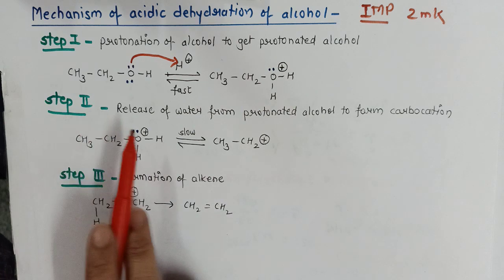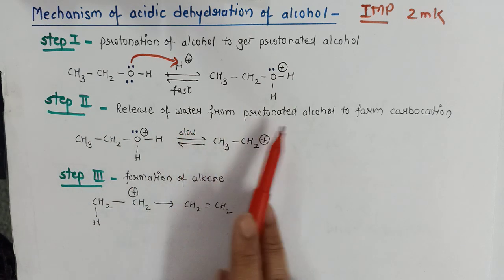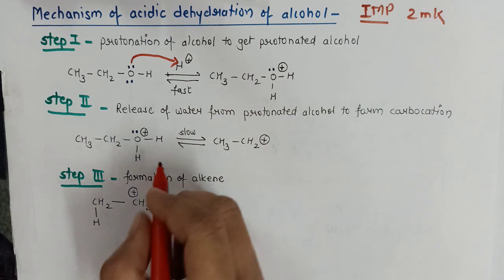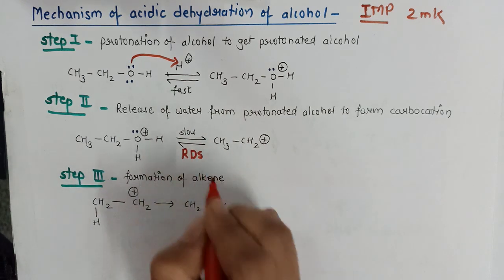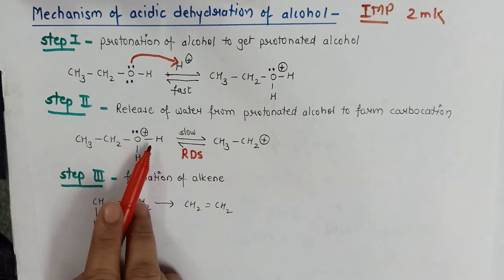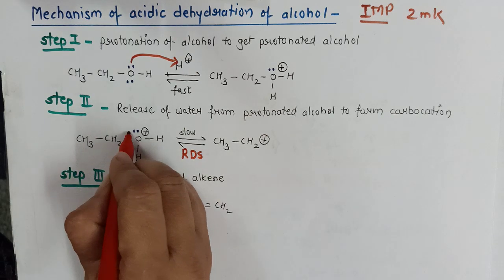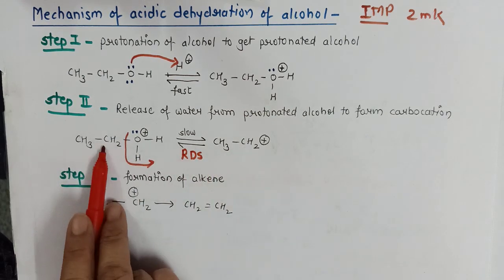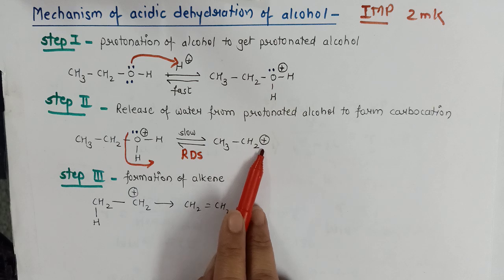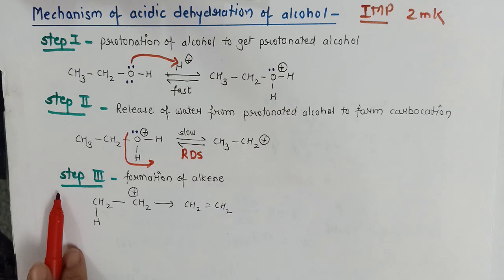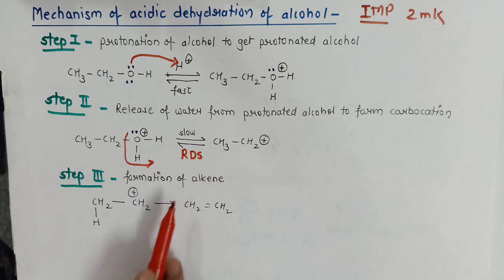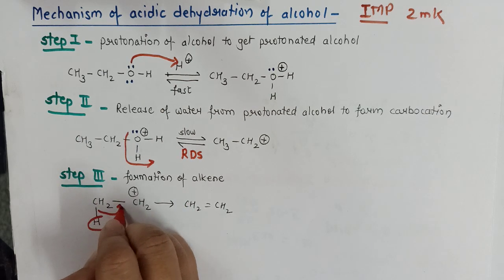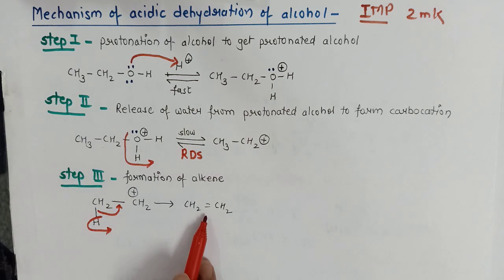In the next step, there will be release of a water molecule to form a carbocation, and it will be a slow step. Since it will be a slow step, it will be the rate determining step. This protonated alcohol, this whole group is removed as a water molecule. As a result, this carbon develops a positive charge, forming a carbocation. In the third step, ethene is formed. The hydrogen from the alkyl group leaves. The bond shifts here, and as a result, alkene is formed.